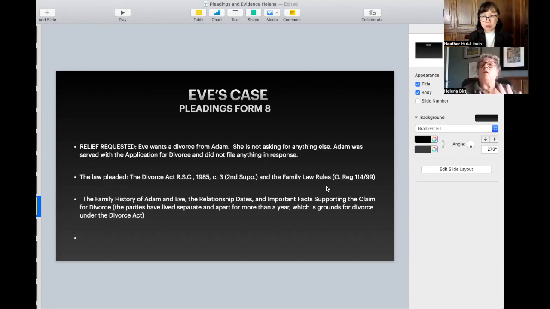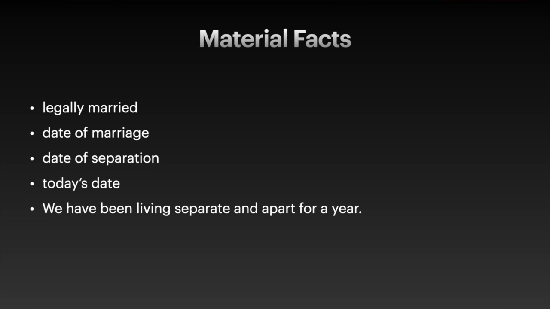So those are all based on facts. You're saying I meet the requirements under the Divorce Act and the family law rules based on the following facts. Those are the material facts. Those are the things you have to prove and confirm to the court that these facts exist to give you the divorce. So for example, you are saying we are legally married. This was our date of marriage. This was our date of separation. This is the date today. We have been living separate and apart for a year. Therefore, I'm entitled to my divorce.